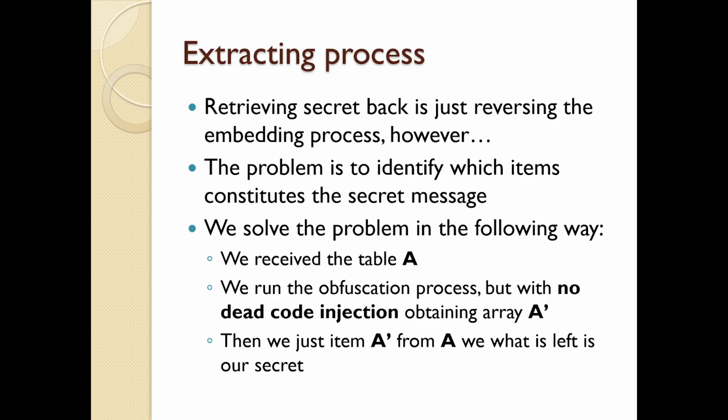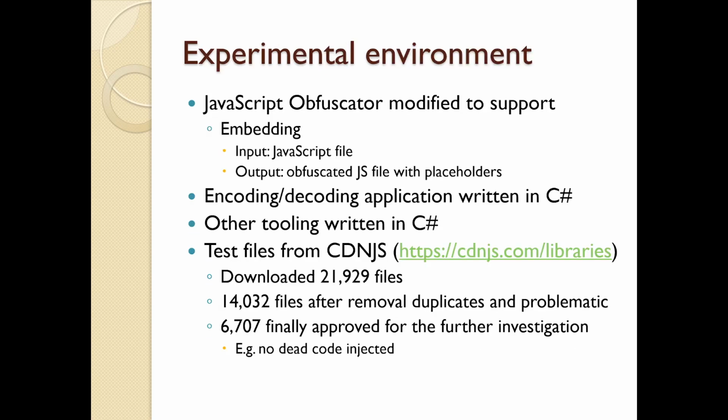After receiving the table A in the obfuscated file, we run the obfuscation process again on the client, but with no dead code injection option enabled. And by that we obtain array A'. Then we just remove items A' from the array A, and by that what is left is our secret.